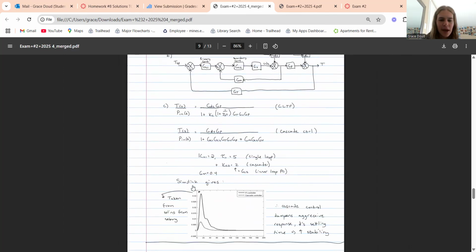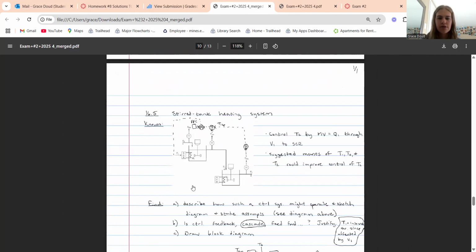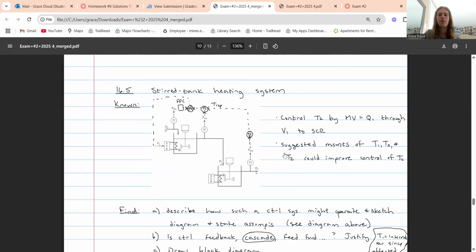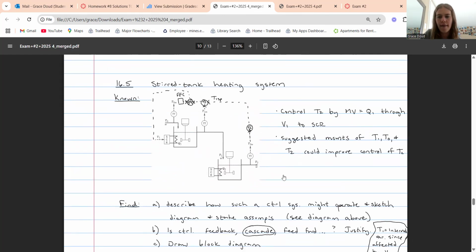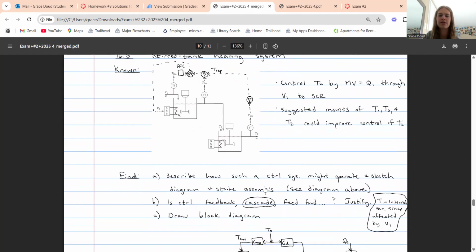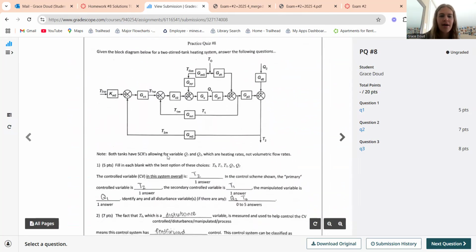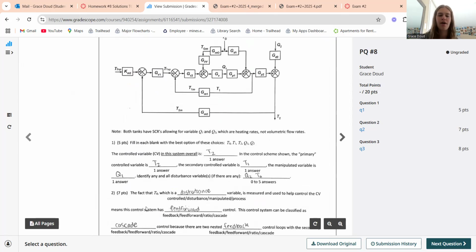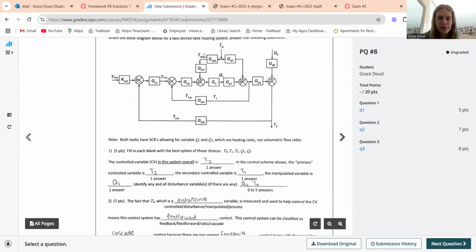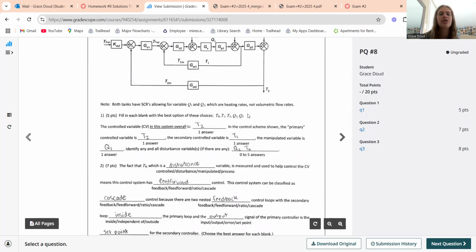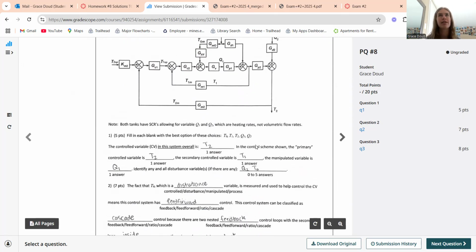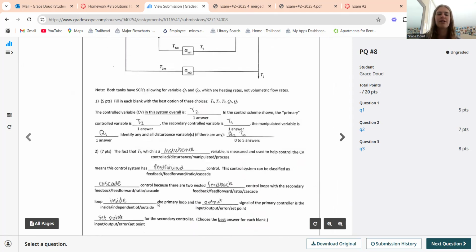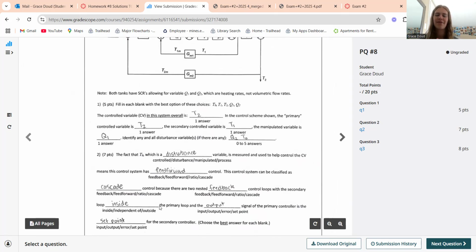Okay, and then problem 16.5. This was basically practice quiz 8. We were trying to control T2. So this control system can operate, let's see, I'm just going to start by talking about this. It's cascade control with also feed forward control. Basically, the feed forward control is shown up here, and then the cascade control is because there's two nested feedback loops, and the second controller's output is going to be the set. No, the first controller's output is going to be the set point for the second controller.